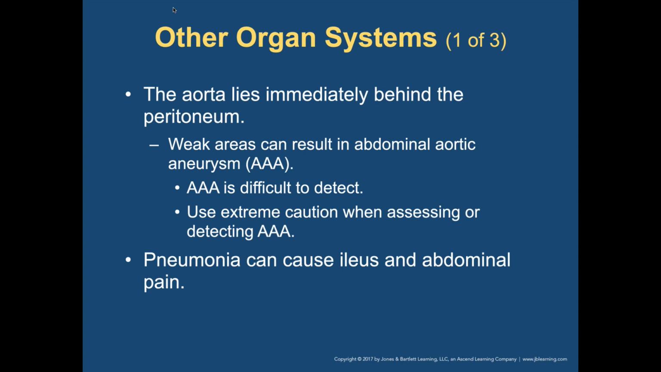Other organ systems. So we talked about the aorta. It's not just the hump at the top of the heart, right? It runs all the way down past your abdomen, past your belly button, and then it becomes your femoral arteries. So here we are again with the aortic aneurysm. Weak areas can result in the abdominal aortic aneurysm. These are difficult to detect. So you were right when you asked about that earlier. It seems hard for you to figure out in the field. It really is. Use extreme caution when trying to assess or detect an AAA.